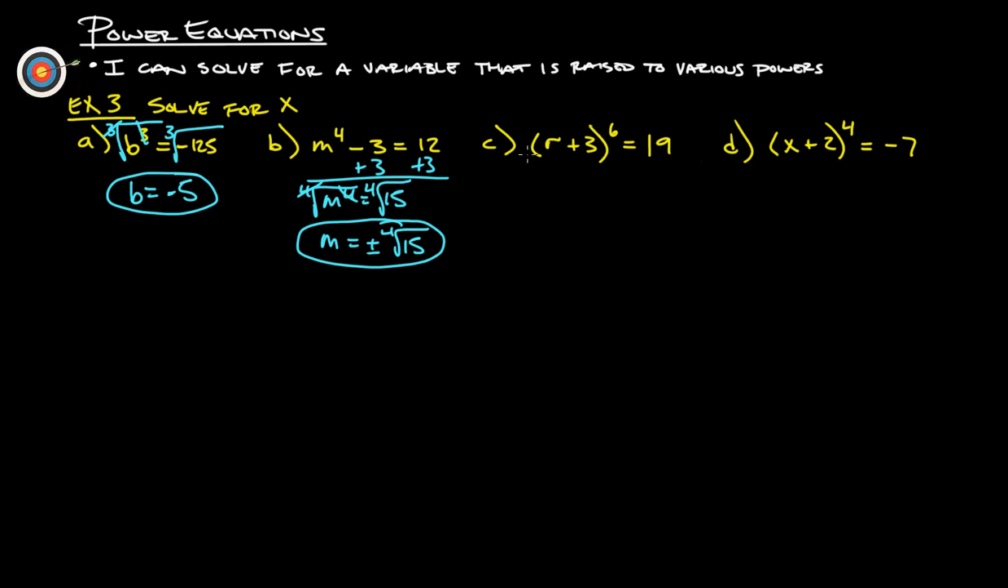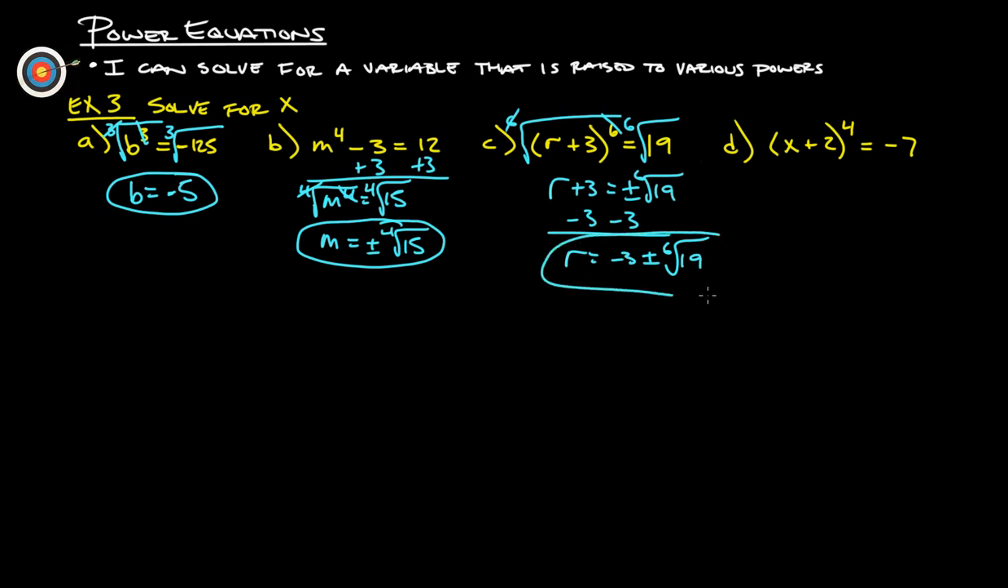Okay, this one here, sixth power, so we have to take the sixth root of both sides. So we get r plus 3 equals, since it's an even power, plus or minus the sixth root of 19. Right? And then the last step is to subtract 3 from both sides. So we get r equals negative 3 plus or minus the sixth root of 19.